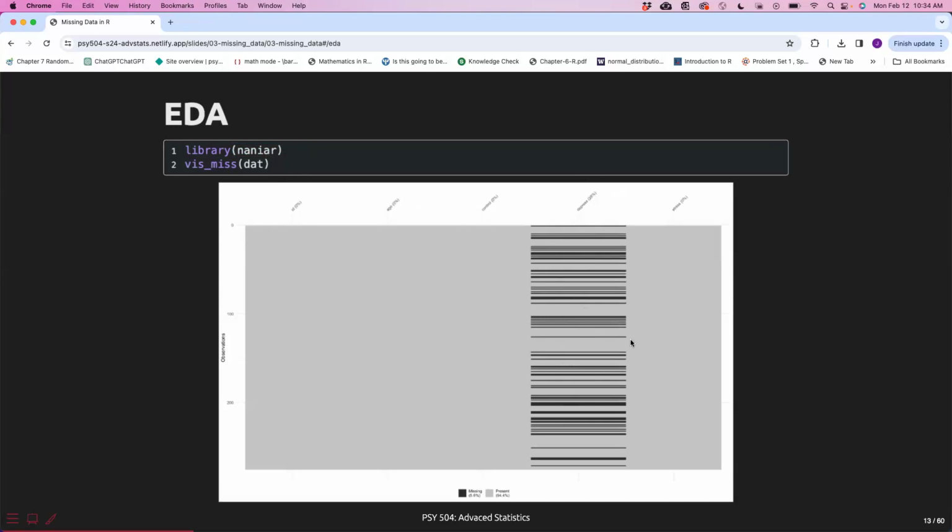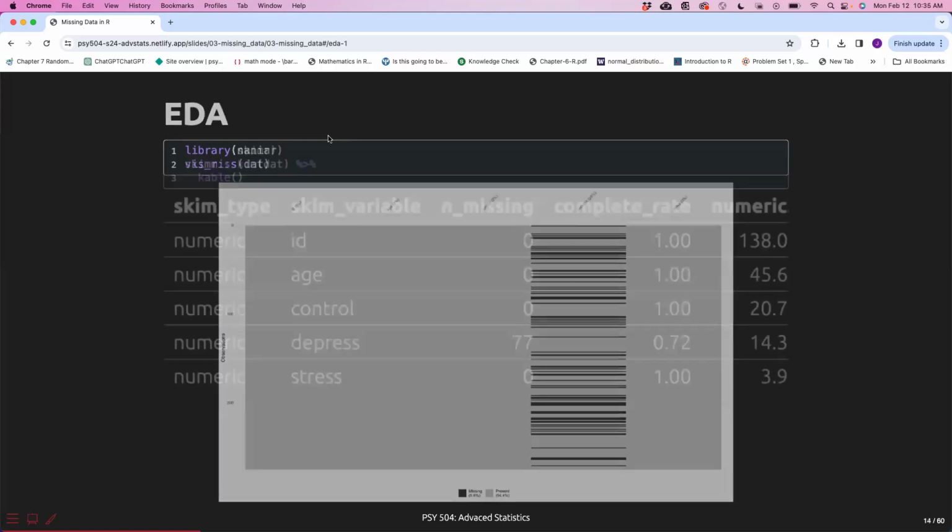That's missingness. But it also tells us how much missing there is overall. So there's about 5.6% missingness. And then also how much total complete data we have, which is about 94.4%. So this gives us a lot of our descriptive statistics.